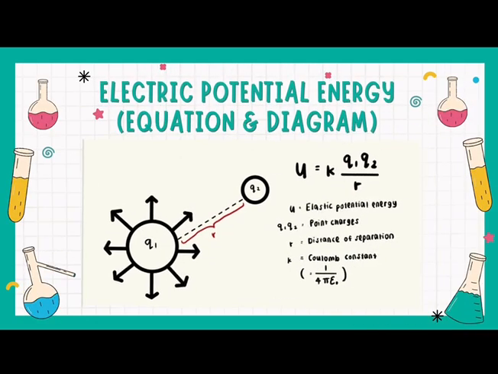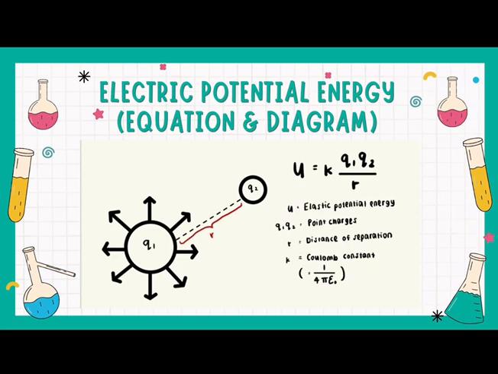So now we see the diagram that shows how electric potential energy works. As we can see, there is Q1, which is charge 1, and Q2, which is charge 2, and there is a distance of separation between them. So to calculate electric potential energy, we need to apply a formula. Electric potential energy U equals K, which is the coulomb constant, times Q1 Q2 over R.